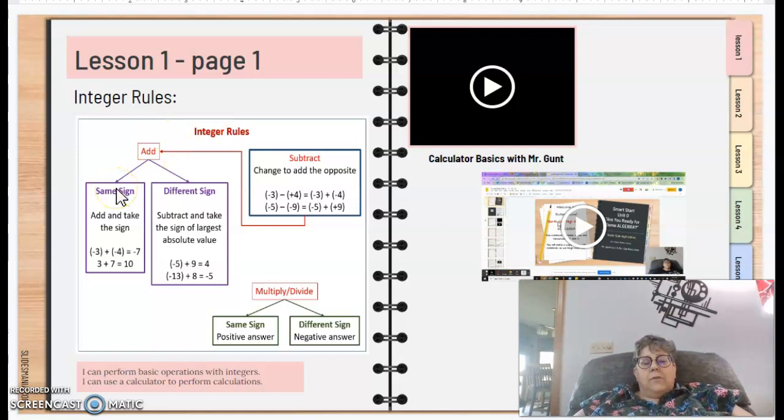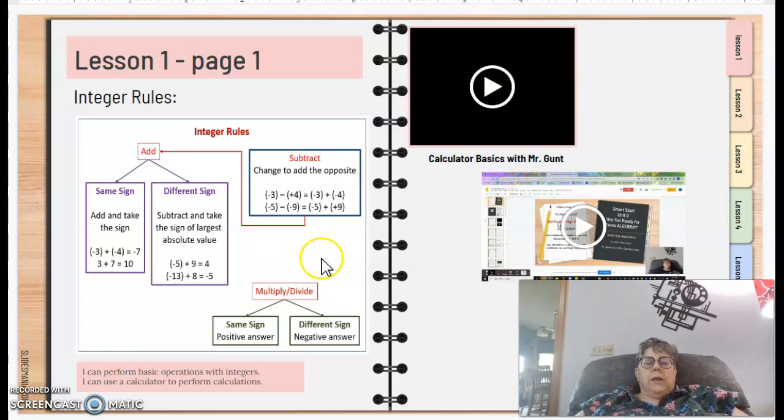To add positive and negative numbers with the same sign, we simply add them and carry the sign over. If they have a different sign, we take the number that is larger, its absolute value, and we subtract the smaller number, and then we put the sign of the larger number. We'll talk more about this in just a minute.